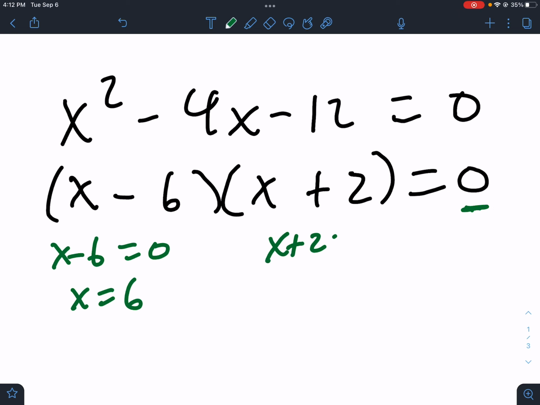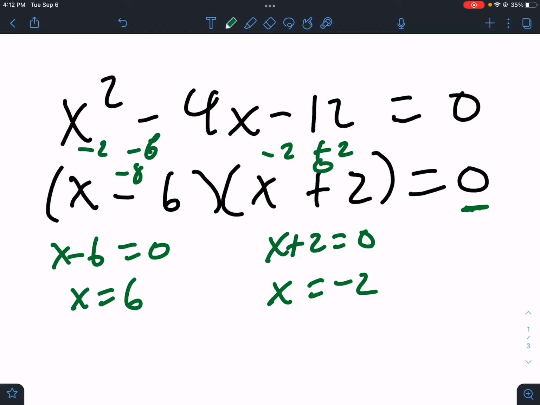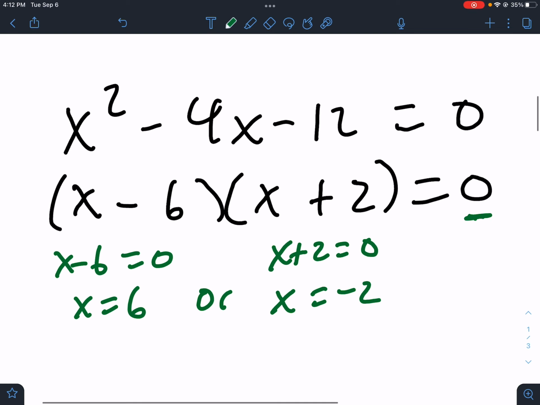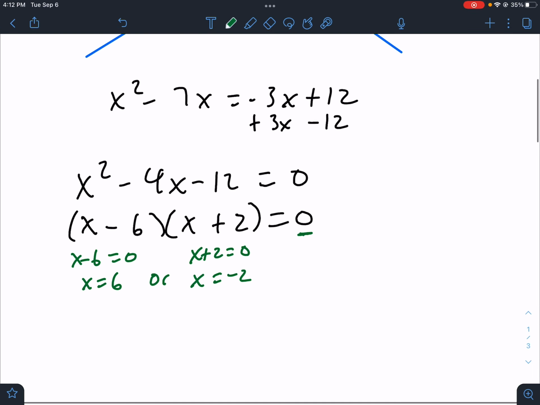Or this one could be 0. X could be -2. Plug in -2. -2 plus 2, well, that's 0. -2 minus 6, that's -8. What is 0 times -8? So we're good. If either one of these numbers is 0, the whole thing is 0. So it's one of those answers. In Algebra 1, you would have been done, not in geometry. In geometry, we got to go back and plug them in.